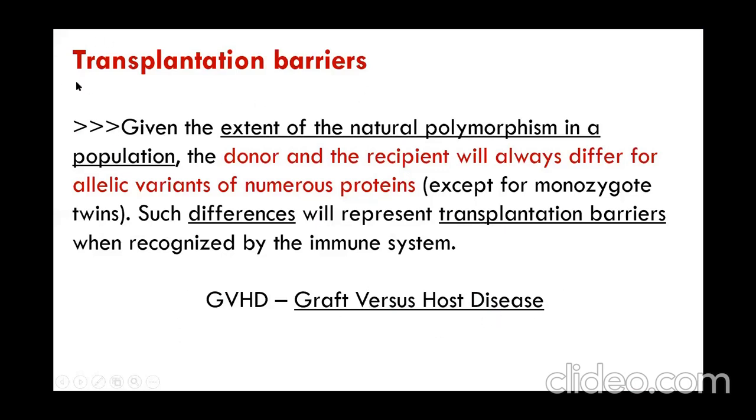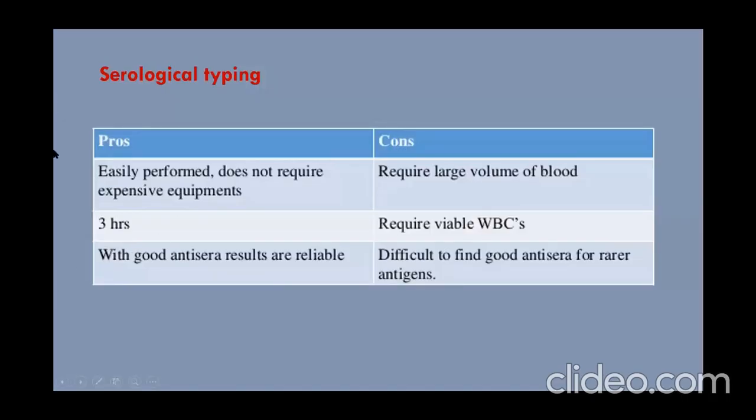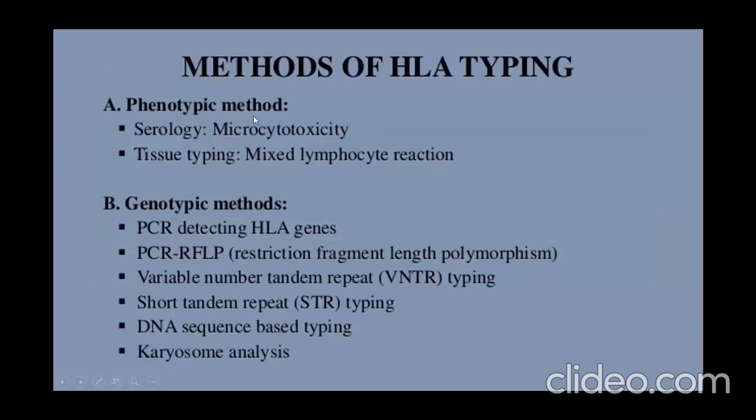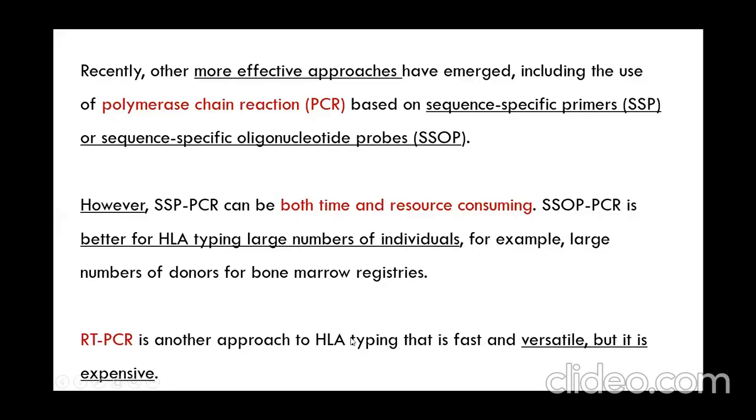And importantly, what is graft versus host disease, we will see in the next class, because it's one of the things that mentions the transplantation barriers. Though you have a match, something may happen post-transplantation. What will happen and how it arises, we will see in the next class. Coming on to serological testing, pros and cons. It's okay, it's minimal but fundamental, but there are a few other advanced methods.